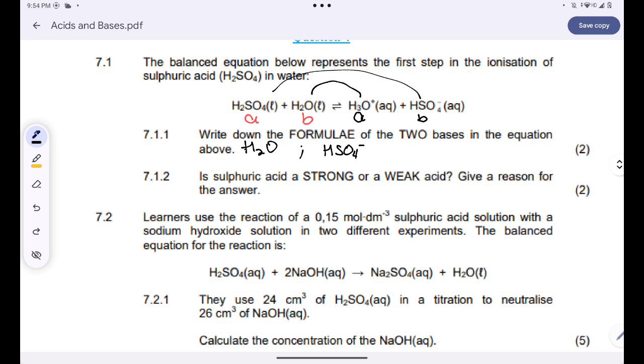Is sulfuric acid a strong or weak acid? Give a reason for your answer. Sulfuric acid is a strong acid. Why? Because it ionizes completely.